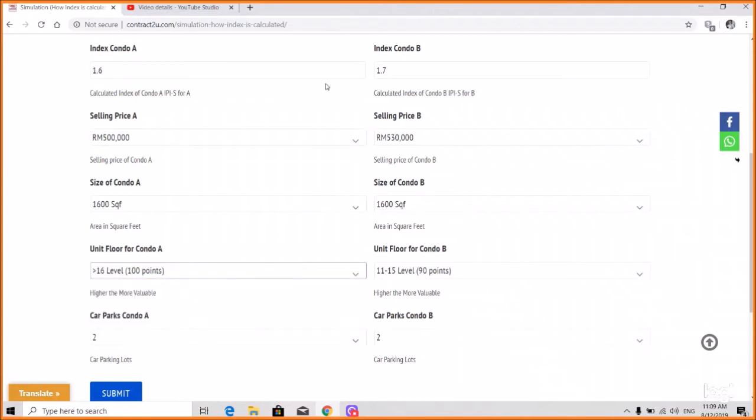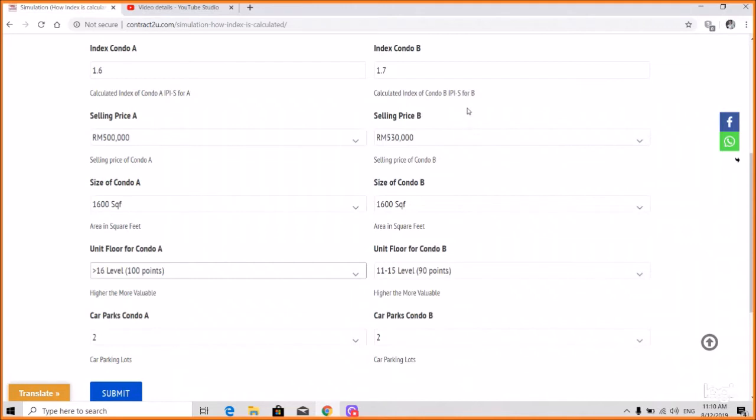So that means 1.6. So much higher floor than unit B, and therefore it shows that the higher floor should be cheaper. So again, the price unit number here, 1.6 versus 1.7, it is actually a better buy on condo A compared to condo B. And the reason is, first, it is cheaper than 530,000. It is only 500,000. It is at a higher floor than condo B.